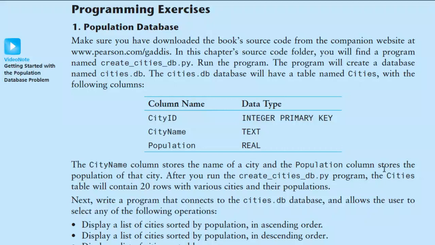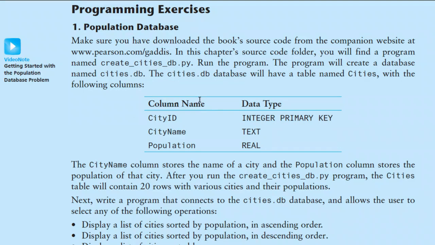In this video, we're going to take a closer look at the population database programming exercise in your textbook. Now, the first thing that you need to do with this programming exercise is to run a program that's been provided for you called Create Cities DB. Now, this is a Python program that will create a database called cities.db, and that database will have three columns.